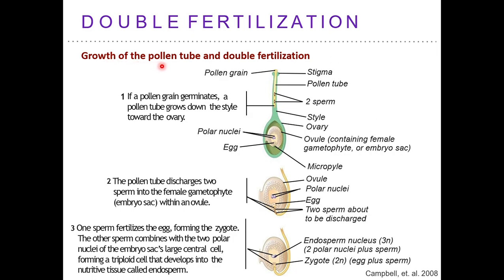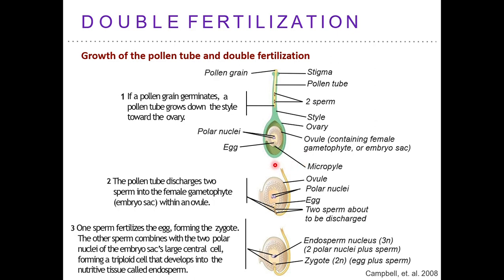Growth of the pollen tube and double fertilization. Number 1, if a pollen grain germinates, a pollen tube grows down the style towards the ovary. The pollen grain lands on the stigma and then grows the pollen tube, bringing 2 sperm towards the ovary. The pollen tube discharges 2 sperm into the female gametophyte, or the embryo sac, within an ovule.